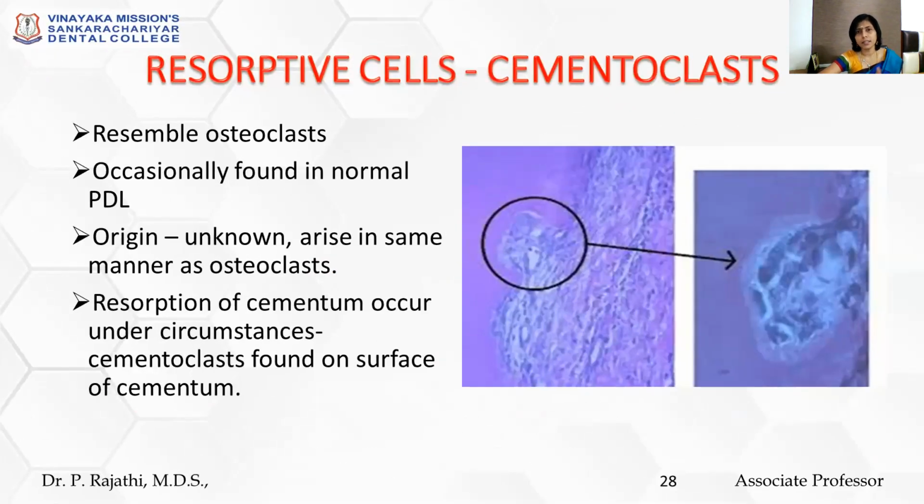Next, the other resorptive cell is the cementoclast. This cell will resemble osteoclast cells. It's occasionally found in normal periodontal ligament, usually not found. Usually there is no resorption of cementum unless any pathology occurs, otherwise it doesn't resorb. Compared to bone, resorption is going to be less in the case of cementum. The origin of the cementoclast is unknown; it arises in the same manner as osteoclast, that is from the circulating blood monocytes. So resorption of cementum occurs under certain circumstances only. Remember that cementoclast is found on the surface of cementum.